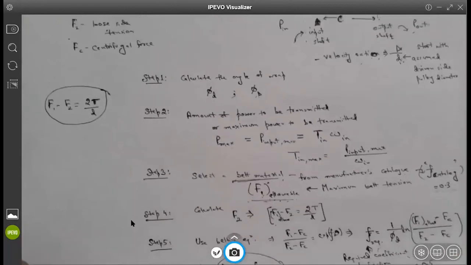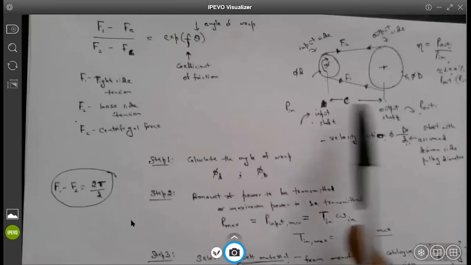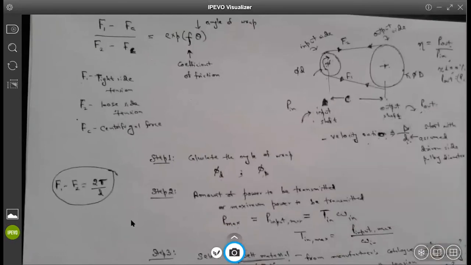There will be some homework problems that you will get in the next homework set, and you will experience the calculation steps there and do the calculations yourself. You will understand the process better. But the framework of selecting a belt drive for a given design scenario remains the same.